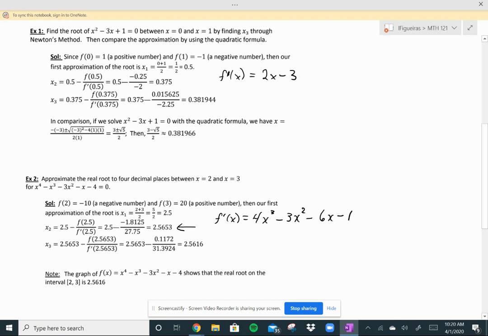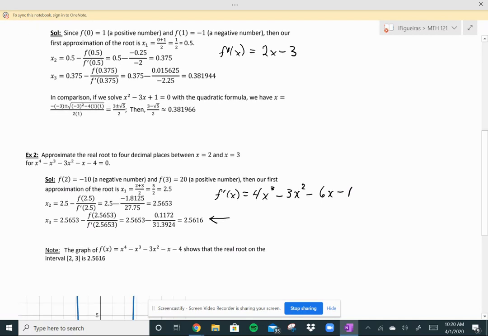Okay, but we're going to do that calculation one more time. Again, x sub 3 usually gets you pretty close to what your answer is. So x sub 3 is equal to 2.5653 minus f of 2.5653 divided by f prime of 2.5653. And when you do that computation, you get 2.5616.